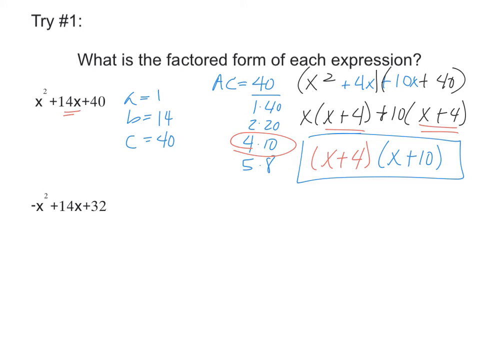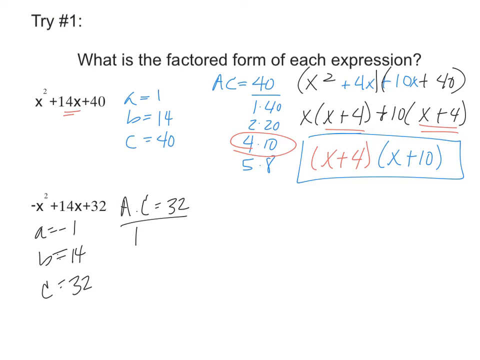Okay, let's move on to the next one. So let's go ahead and deal with this negative from the very beginning. If you notice that you start out with a negative x squared, you can actually factor it from the beginning. So technically, I hate to kind of do that, but actually, you know what, let's not. And I'll show you at the end. So again, A is -1, B is 14, and C is 32. A times C will give us 32.